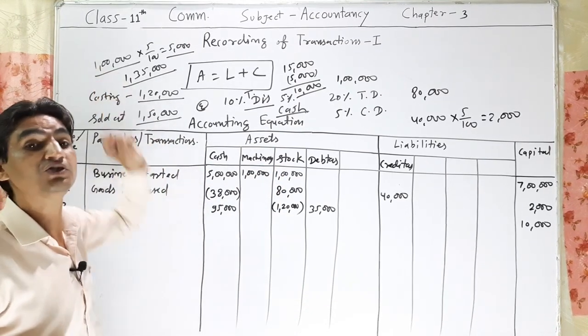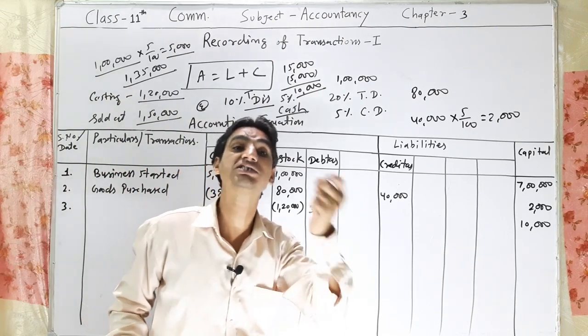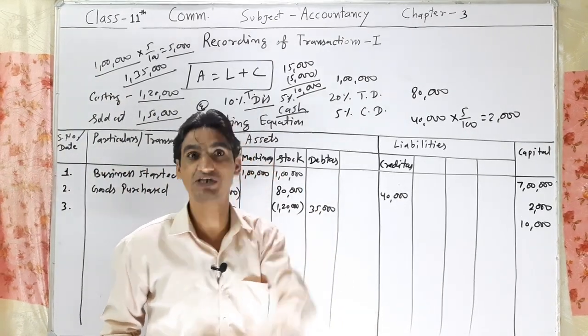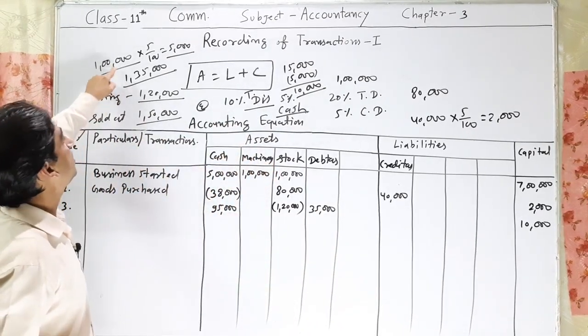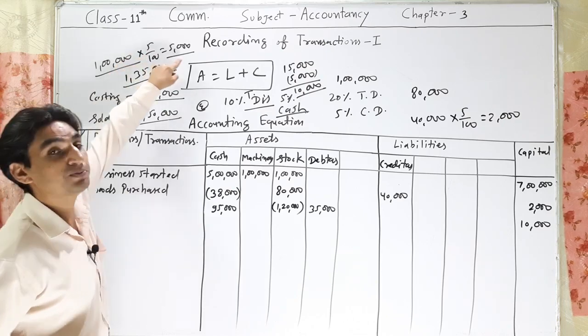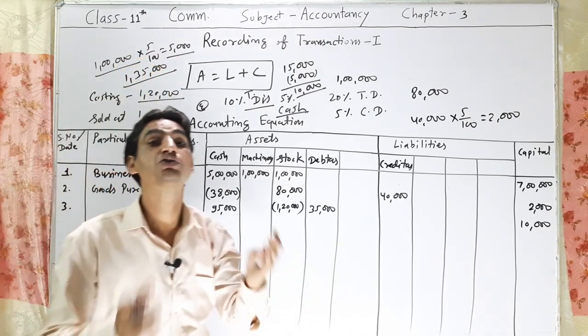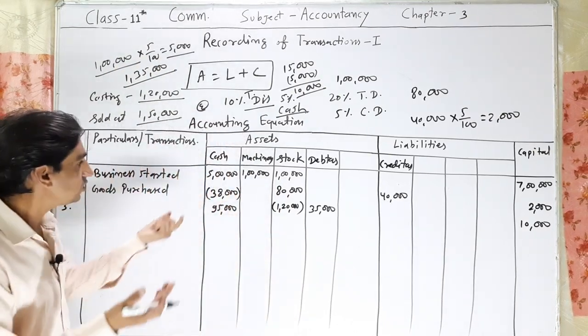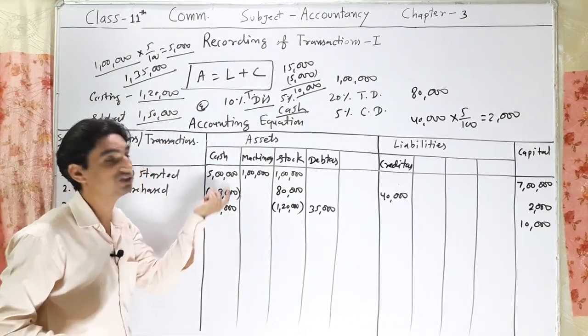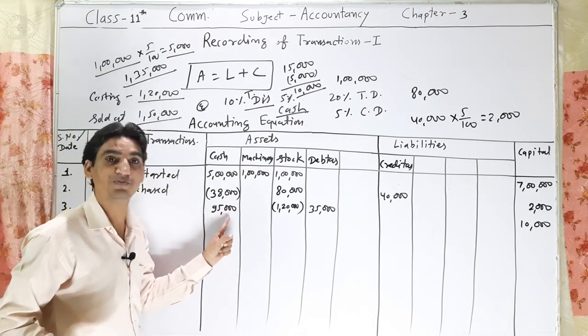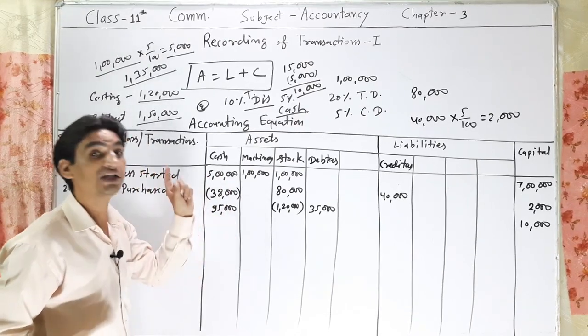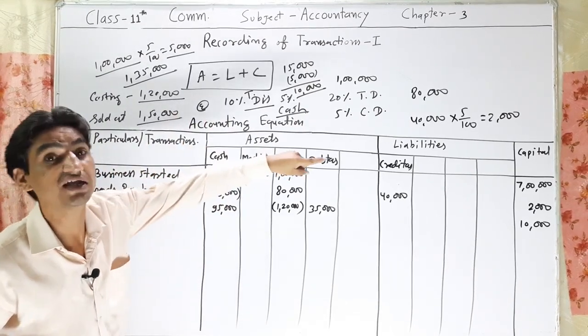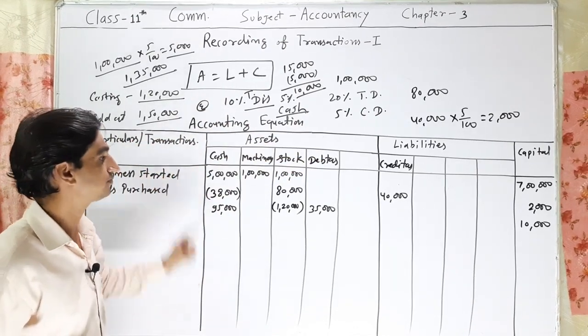Rupees 1 lakh is received at the same time, and a 5% discount is allowed. So 1 lakh into 5 upon 100 is 5,000, which we have allowed as discount. So we will receive only rupees 95,000. Your cash balance will be increased by rupees 95,000, and the 5,000 will be treated in the capital because this is a loss.